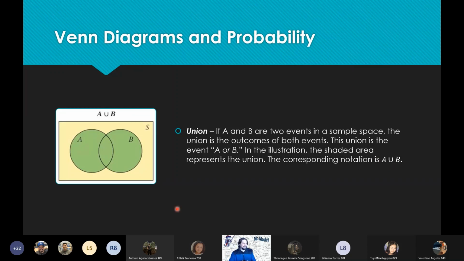Think of it as like they call a marriage a union, right? What belongs to A now also belongs to B, and what belongs to B also belongs to A because they're in a union.